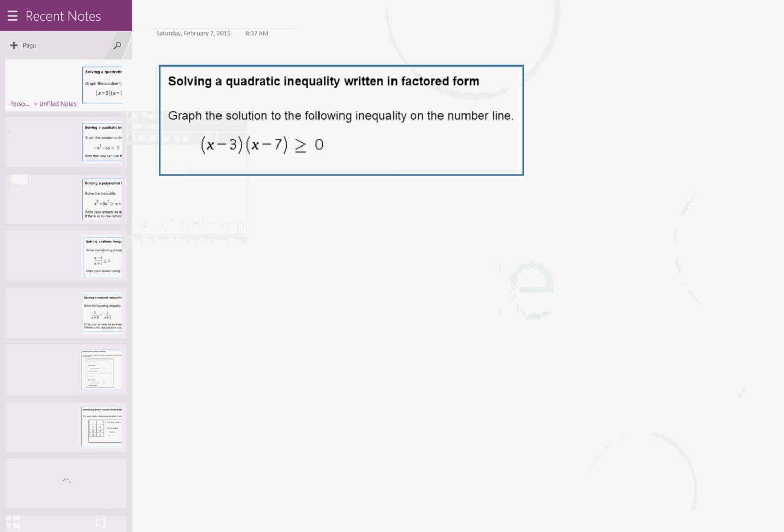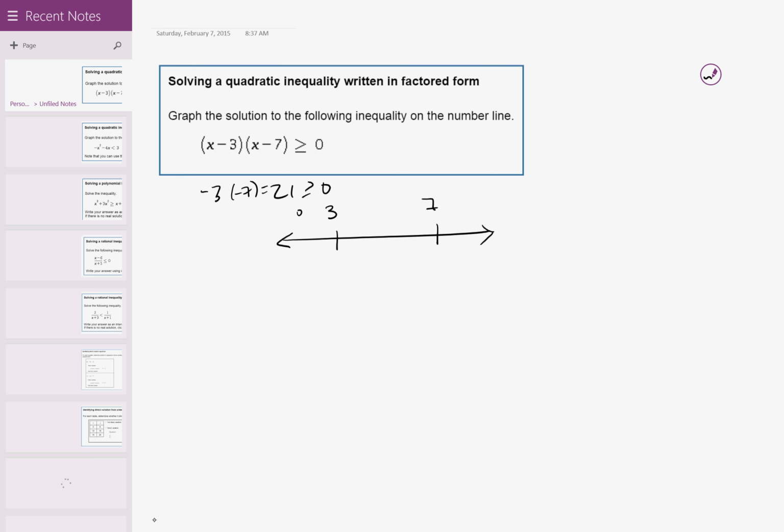We want to solve a quadratic inequality written in factored form. And this is our introduction to a concept called a sign chart. If you have done these in the past at all, and you may not have, then what you have been told to do is find the zeros, 3 and 7, and then check a point. So you'd pick 0, and then -3 times -7 is 21, which is greater than or equal to 0.